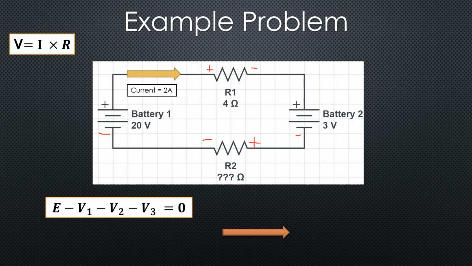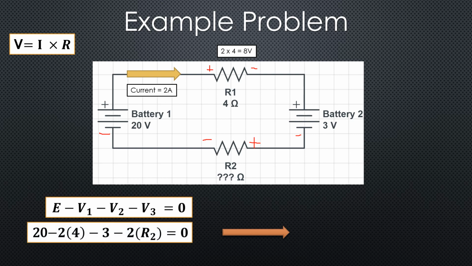But let's take a close look at battery 2. You may notice that it is opposite to the configuration of battery 1. This means that we take the voltage to be a drop, meaning that the positive terminal comes first. Now all we have to do is apply Ohm's law to find the voltage drop across the resistor components and sub our values into the KVL formula. If your algebra is correct, you should get that R2 is 4.5 ohms.